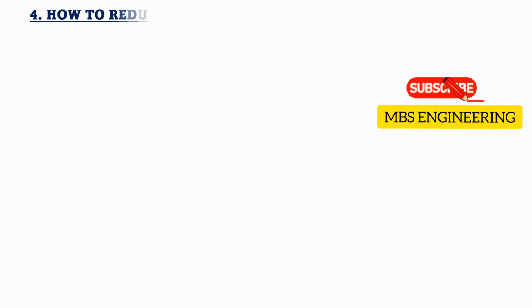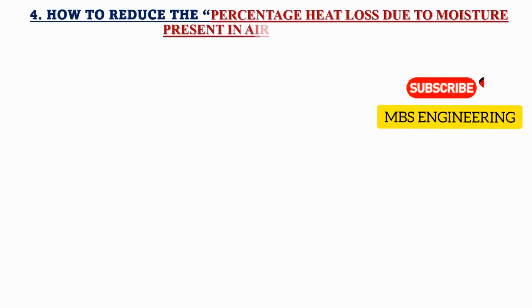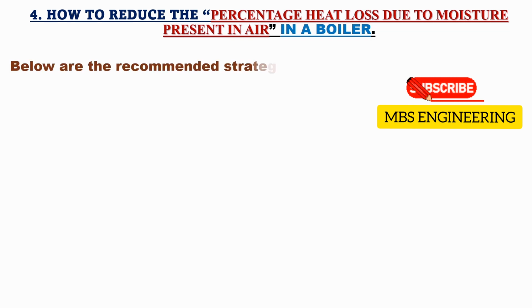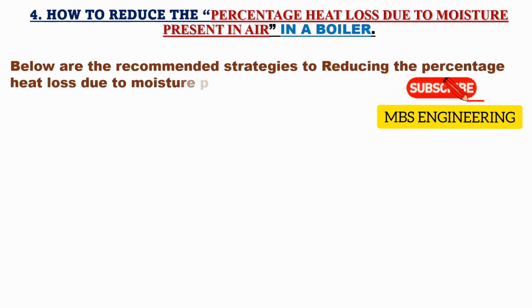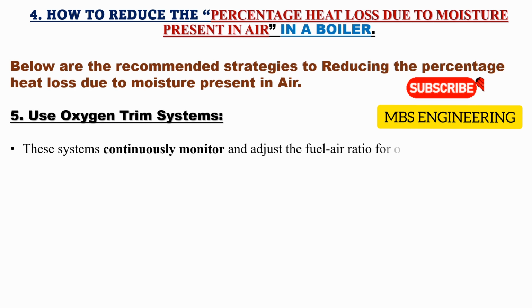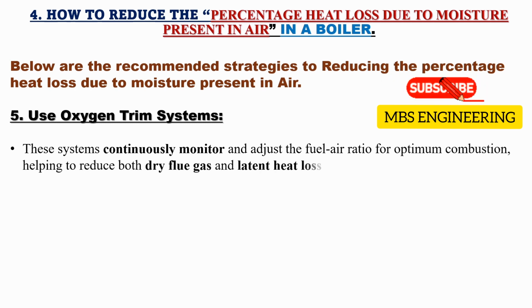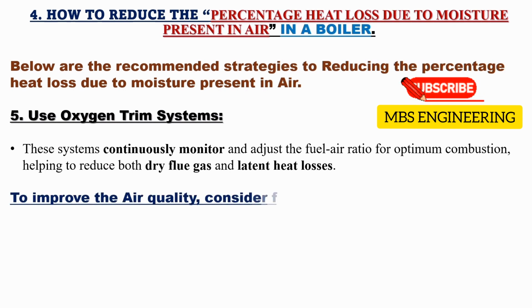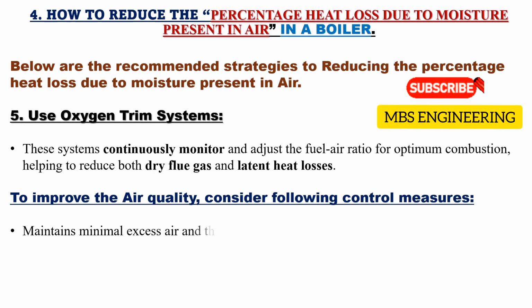Let's now look at practical strategies to minimize this type of heat loss. The fifth recommendation to reduce the heat loss is to use oxygen trim systems. These systems continuously monitor and adjust the fuel-air ratio for optimum combustion, helping to reduce both dry flue gas and latent heat losses. To improve the air quality, consider the following control measures. Maintain minimal excess air and therefore minimize moisture-related losses.